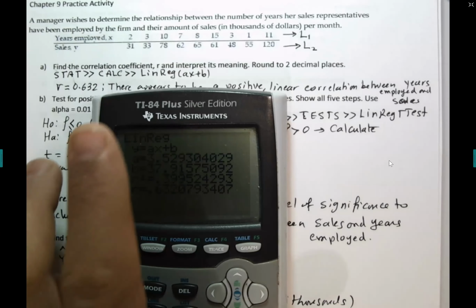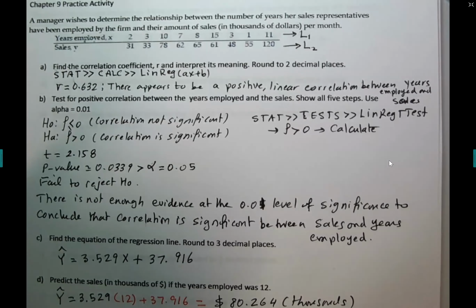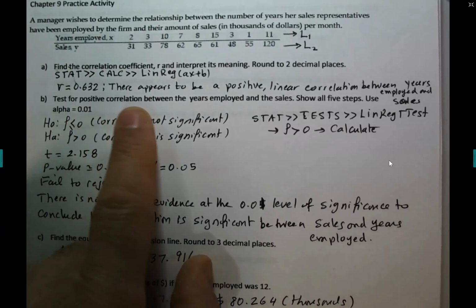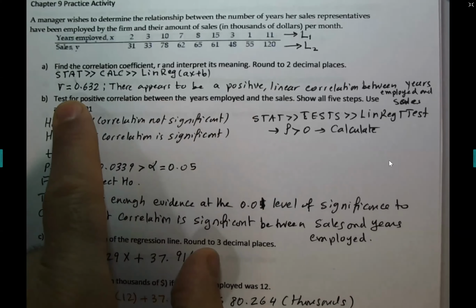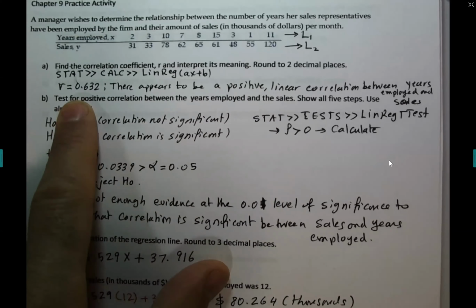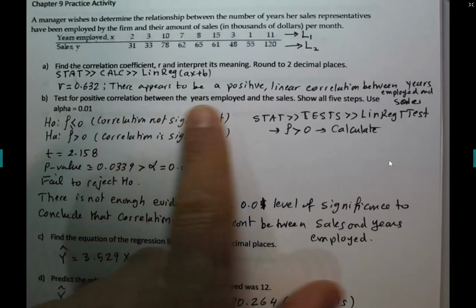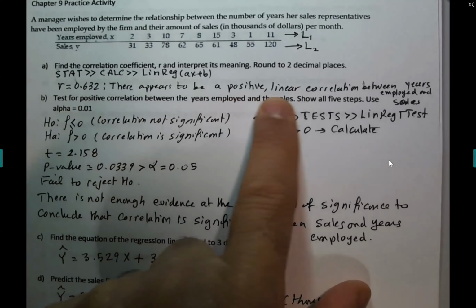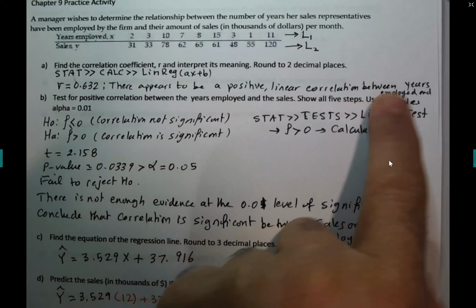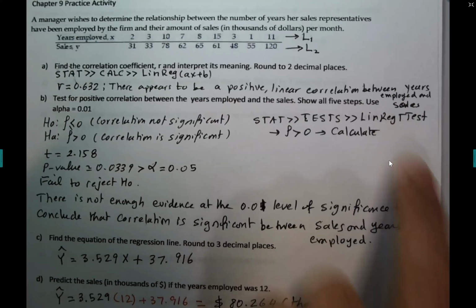Okay, so let's put it aside. And there appears to be, it is positive, so you say, but I didn't say strong, guys, because 0.63 is not close to 1. It has to be close to 1 to say strong. So there appears to be a positive linear correlation between years employed and sales.